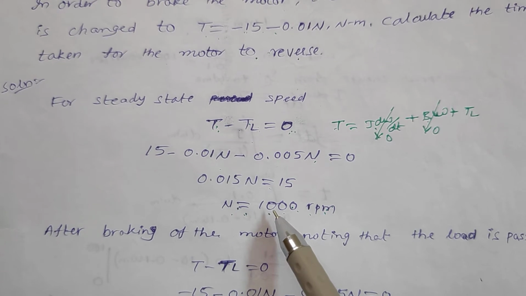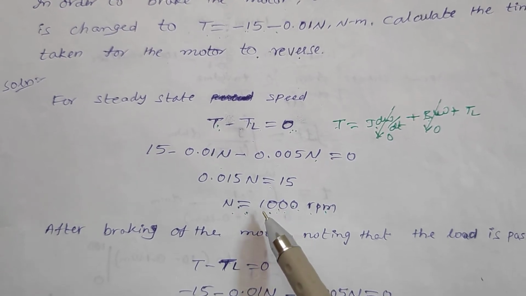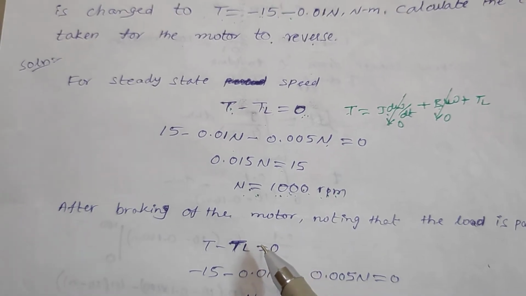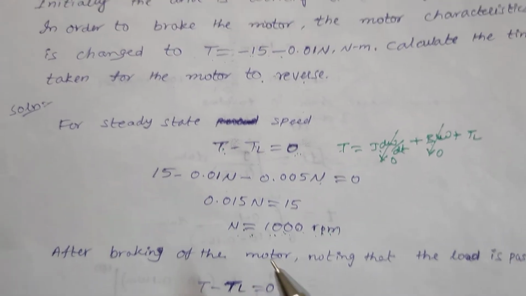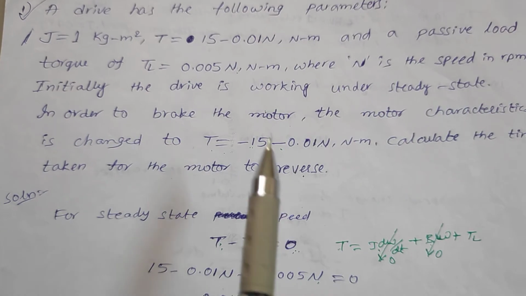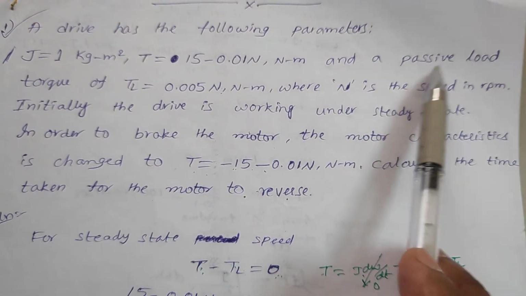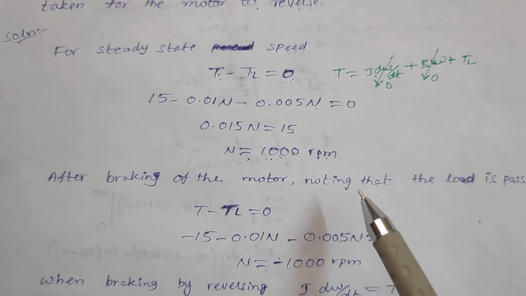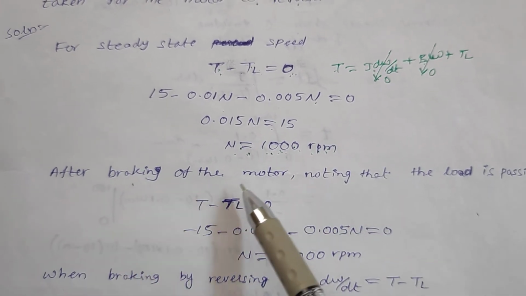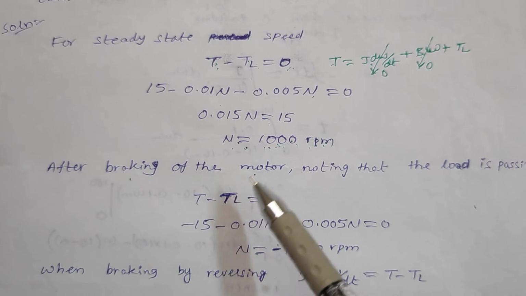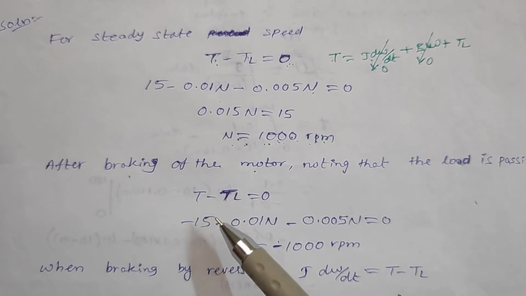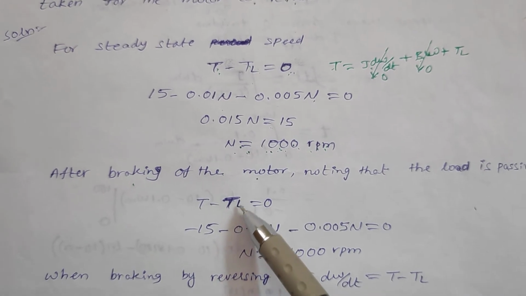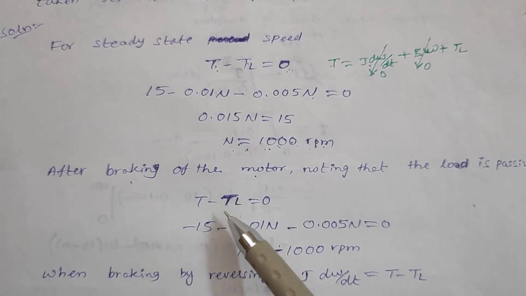Now the speed needs to be reversed. That is, N should become minus 1000 RPM after braking of the motor. The condition here is that the load is a passive load, so the load torque is not changing. Assuming the passive load torque after braking the motor, again under steady state, what would be the speed that we need to calculate.